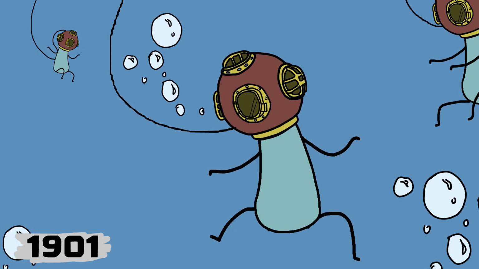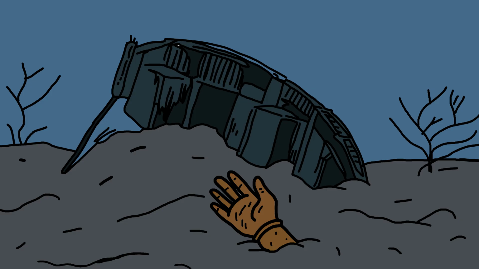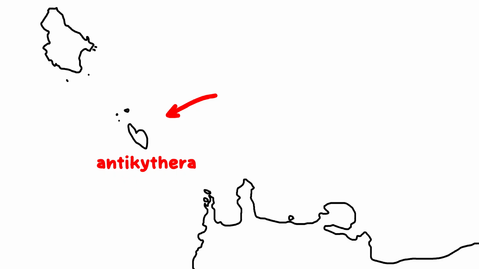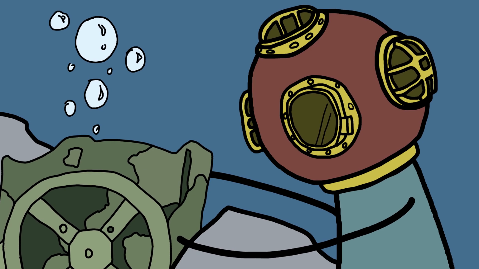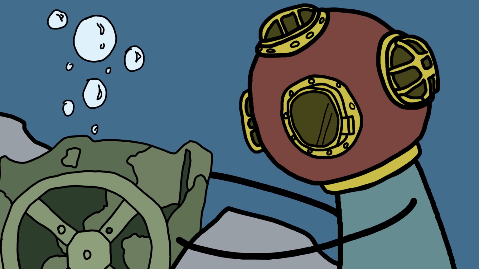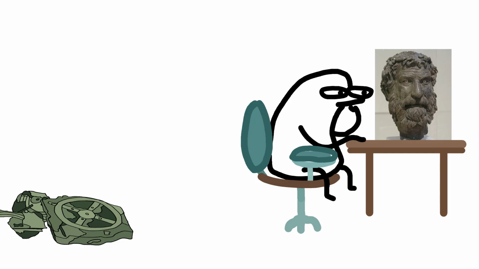A group of sponge divers were exploring a Roman shipwreck near the island of Antikythera, Greece. They were expecting treasure and statues. What they didn't expect was a weird lump of bronze and wood, all corroded and broken apart. At first, nobody paid much attention. It looked like a rock fused with junk metal.